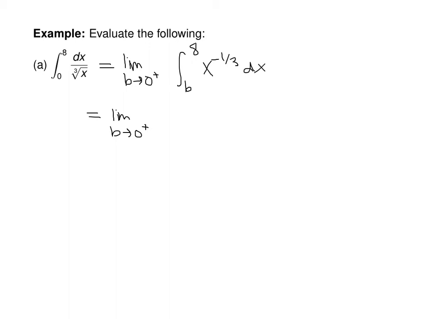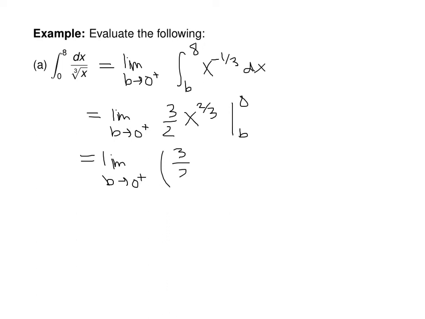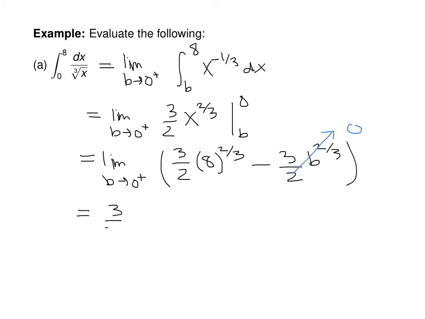Now the antiderivative of x to the negative 1/3 is x to the 2/3 times 3 halves, from b to 8. So you have the limit as b goes to 0 from the right of 3 halves times 8 to the 2/3 power minus 3 halves times b to the 2/3 power. This second term will just go to 0. And then 8 to the 2/3 power, so we have 3 over 2.